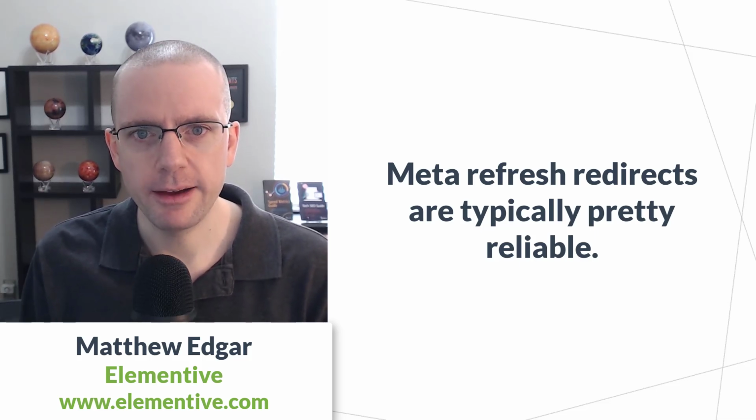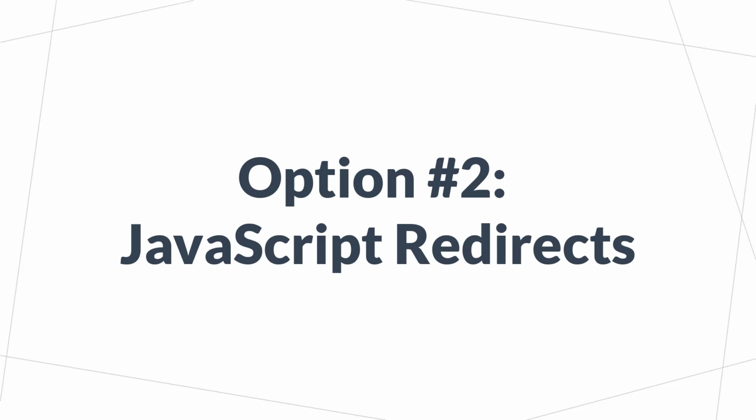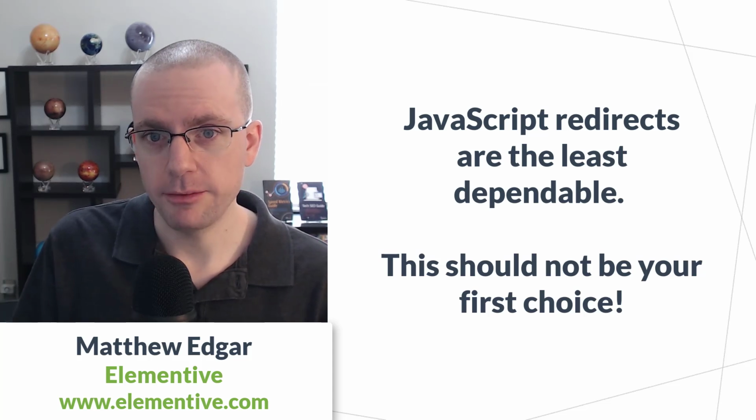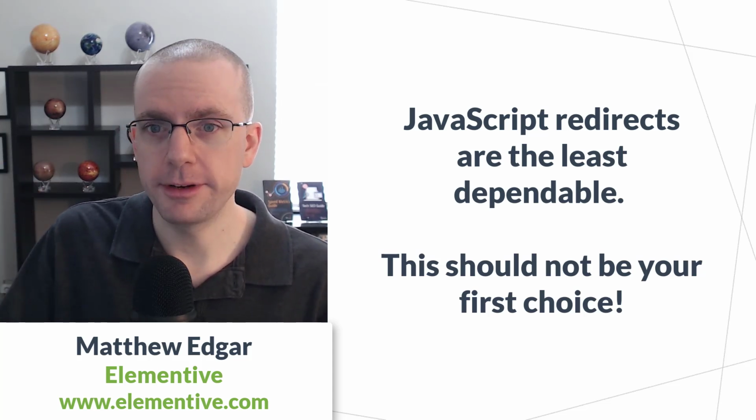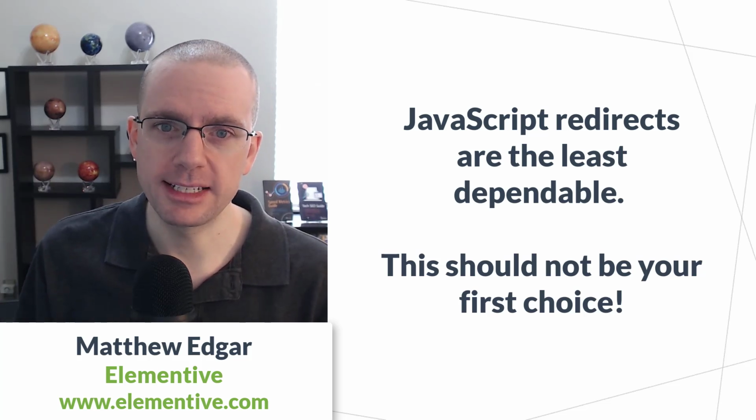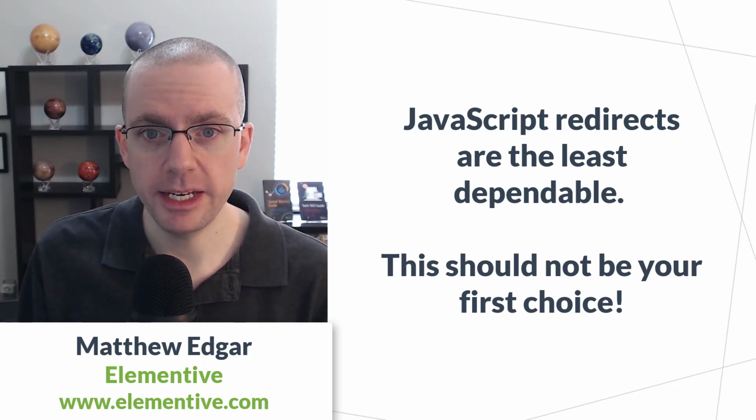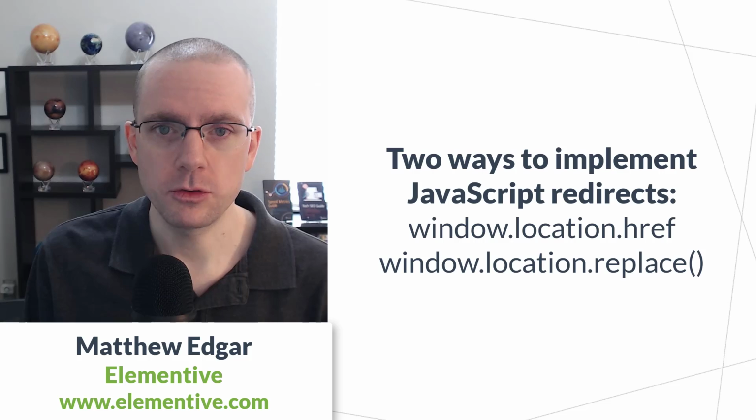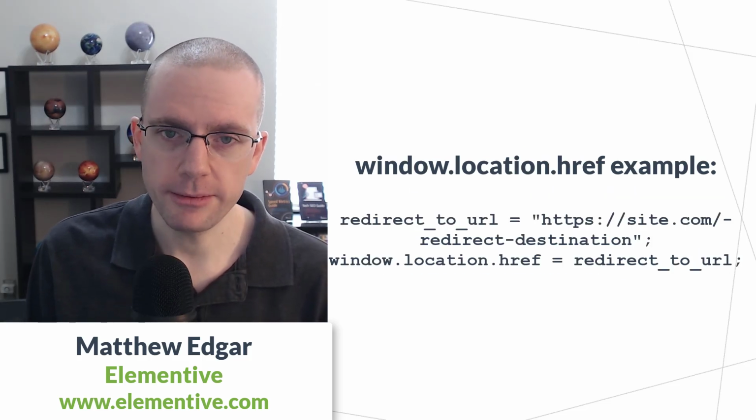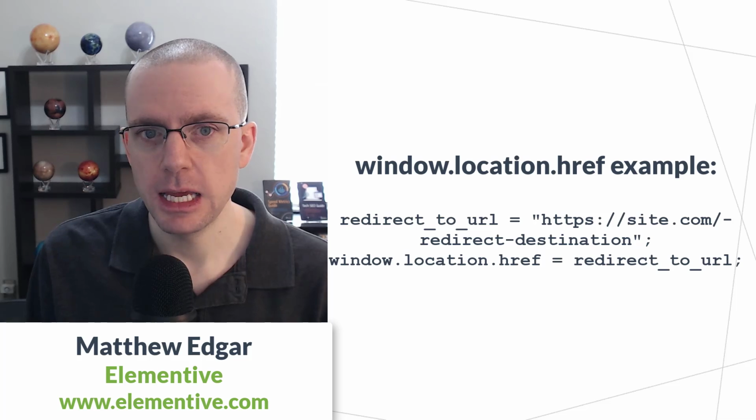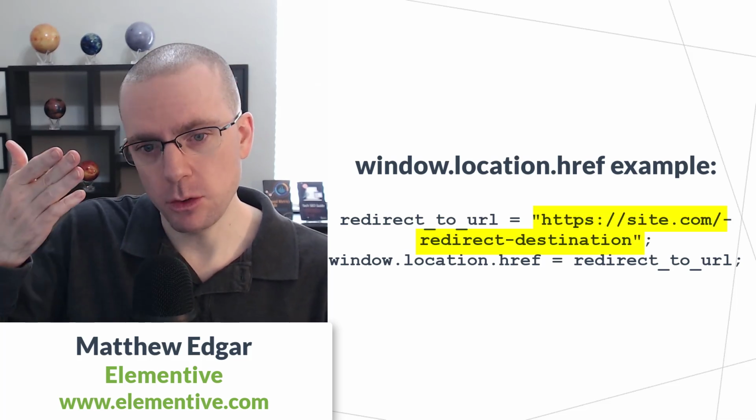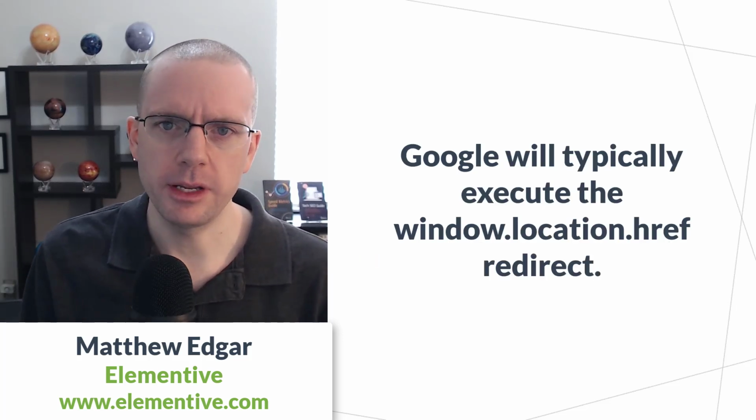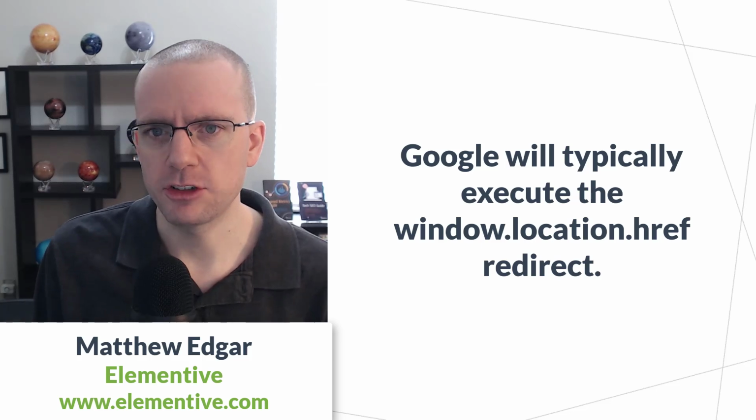The other option we have along with the meta refresh redirect is a JavaScript redirect. Now, JavaScript redirects are the least dependable option that we have. So if you are unable to use a server-side redirect and you're unable to use a meta refresh redirect, then your only option is going to be implementing the redirect with JavaScript. So with JavaScript, we have two different methods we can use to process the redirect. Window.location.href is one common option that you'll see. And with window.location.href, you state the URL that you want to redirect to, and Google, for their part, tends to follow this pretty reliably so long as they can execute that JavaScript code.